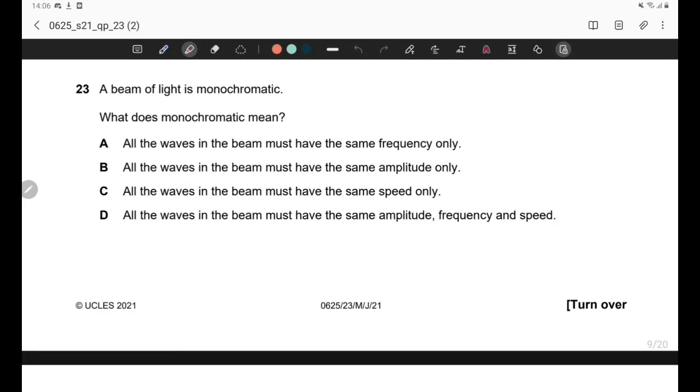Question 23. A beam of light is monochromatic. What does monochromatic mean? Monochromatic means the light wave consists of only one color. So in monochromatic light all waves will have the same frequency. The amplitude can be different also. Therefore the correct answer is option A. All the waves in a beam must have the same frequency. That is how we can describe a monochromatic light.